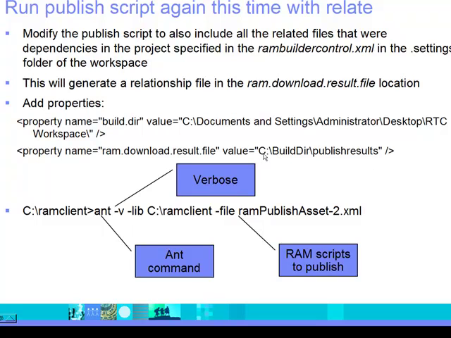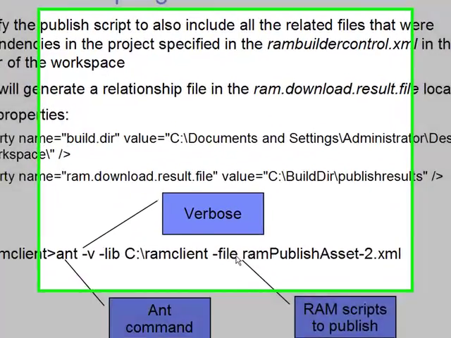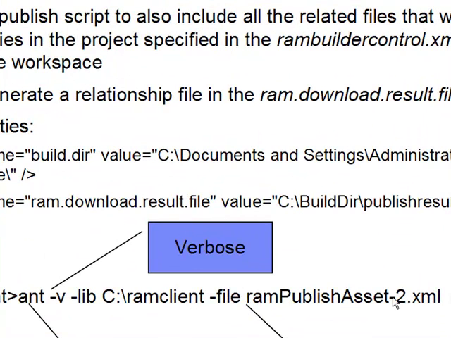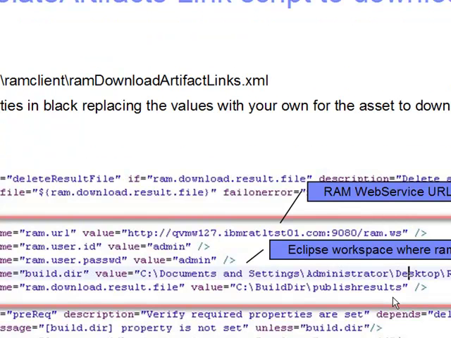And in this case, notice how we're putting them and looking for them in the same directory as the publish results. And then we invoke the command ram client -v the file and publish asset. Okay? So that's what we're going to be doing in this step.